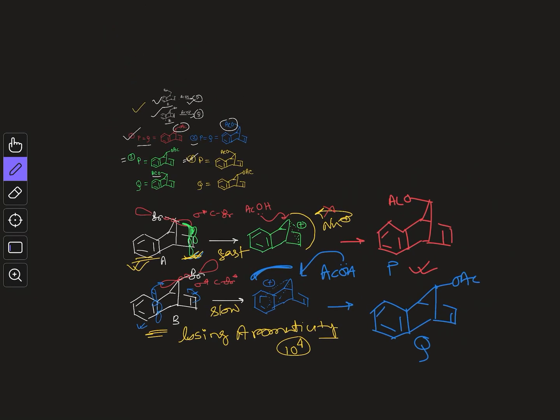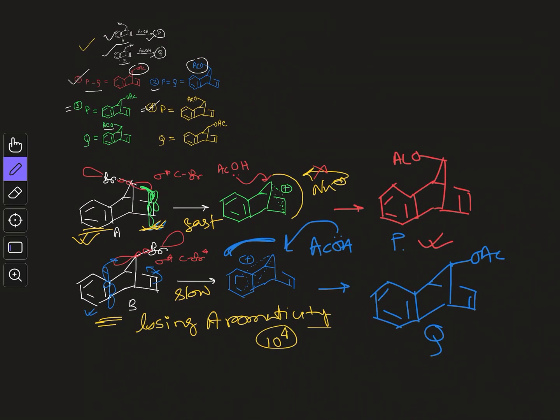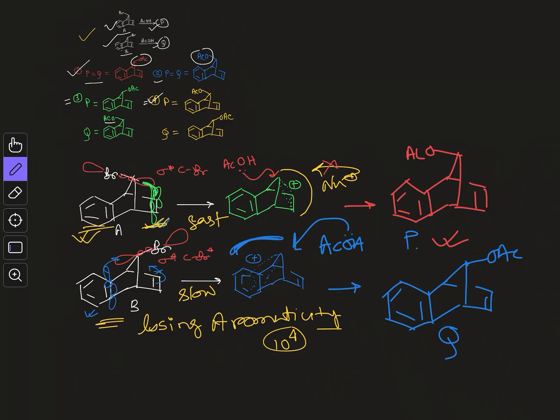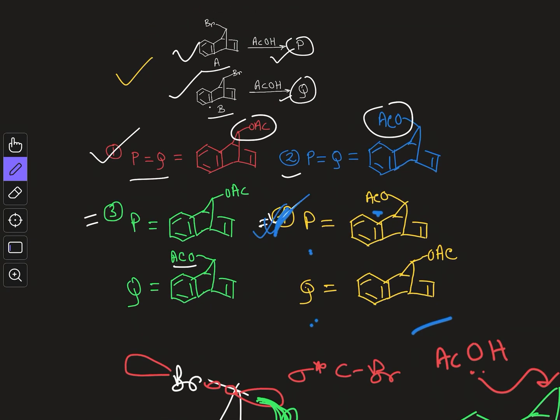Now let us look at the different options given. For product P, the OAc will come from the left hand side, and for product Q, the OAc will come from the right hand side. So you can see in option 4, it is given that in product P the OAc is from the left hand side, and in product Q the OAc is from the right hand side. So we can say that out of these 4 options, option 4 is the correct answer.